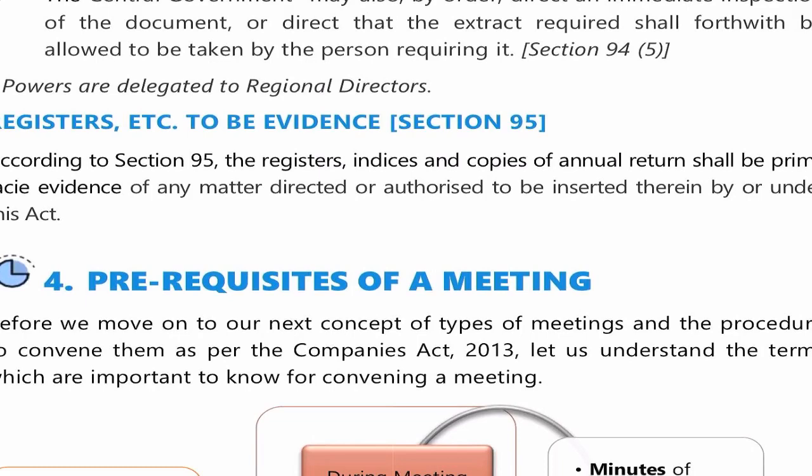This was a one-line section about what is written in the register. According to Section 95, the registers, indices and copies of annual returns shall be prima facie evidence of any matter directed or authorized to be inserted therein by or under this Act. Okay, this section can come for 10 marks, right?